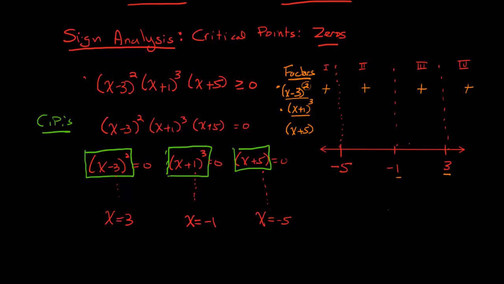If I pick any value to the right of negative 1, for example 0, and I plug it in, 0 plus 1 gives you a positive value of 1. Cubed, I'm always going to have a positive to the right of negative 1. Now I'm going to pick a value to the left of negative 1.